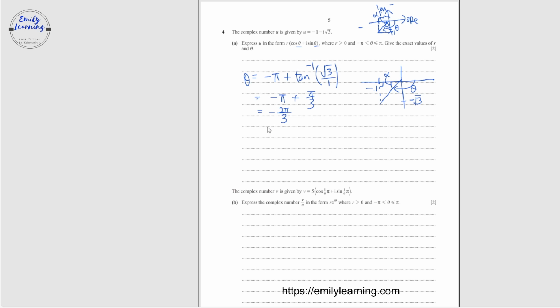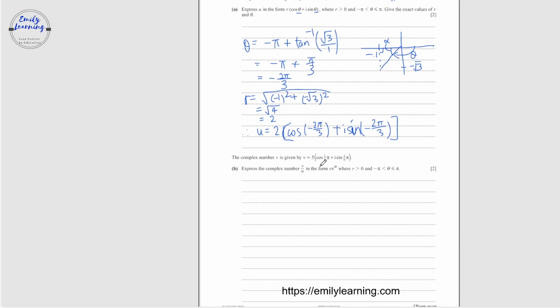Okay, next let's find r. R is essentially the square root of -1 squared plus negative √3 squared, right? Which is equal to 1 plus 3, which is 4. So r is 2. Okay, so from there we know that u can be written as 2 [cos negative 2 pi over 3, maybe this should be a square bracket, plus i sine negative 2 pi over 3]. Okay, this is sine.